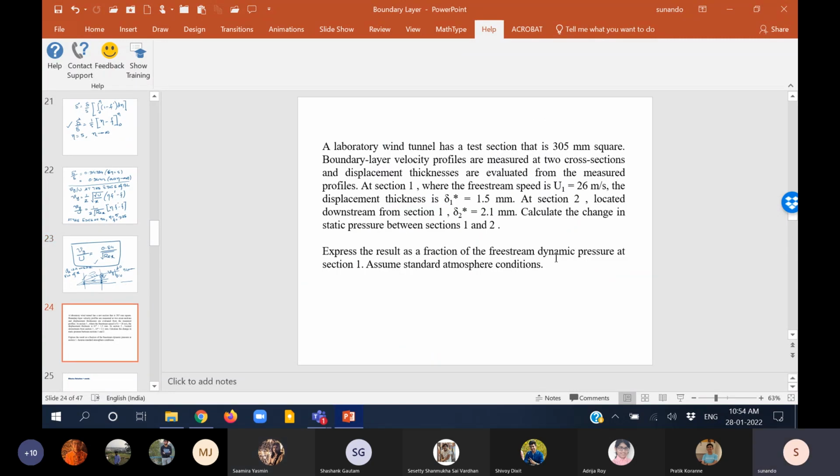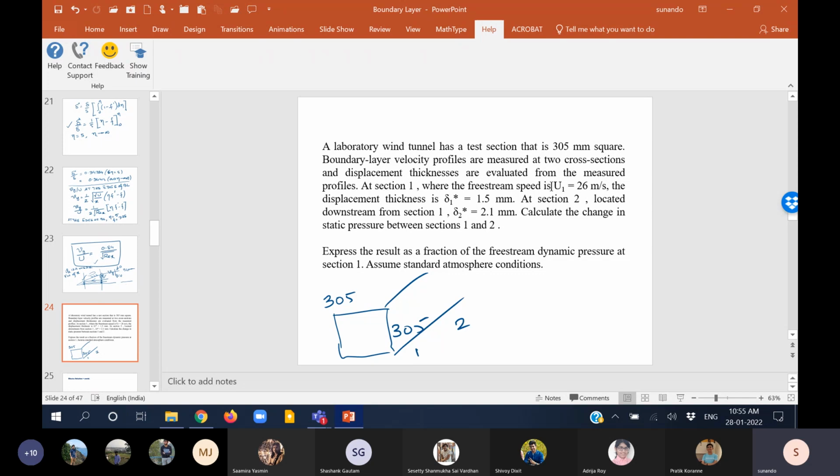All right. What we have in this problem is a wind tunnel, which is a square 305 by 305, whatever, millimeter or something. It's all the way like this, and there is a station 1 and a station 2, which are provided. Now, boundary layer profiles are measured at two cross sections and displacement thicknesses are evaluated. So we know what displacement thicknesses are.